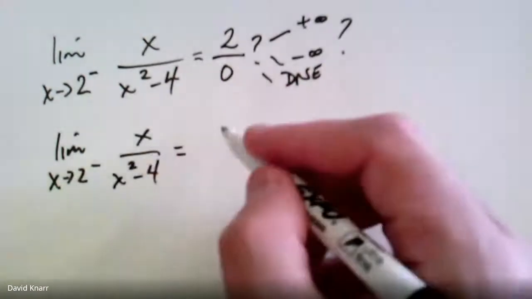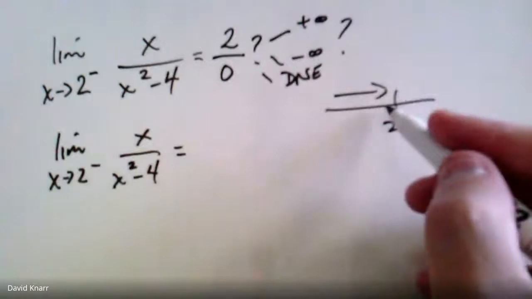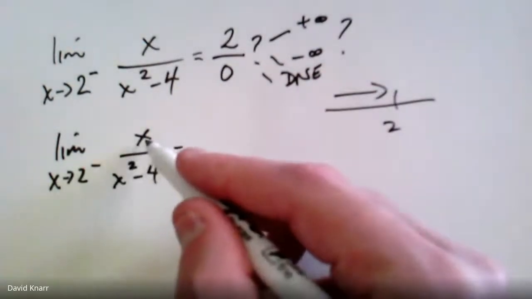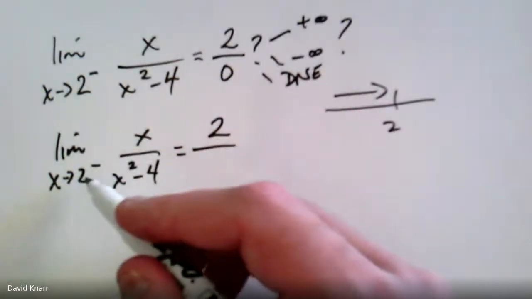So if I take 2, put it in, 2 from the left is just smaller than 2. So that's like 1.9, 1.99, 1.999. If I substitute 2 in the numerator, I get 2. Underneath, got to do a little analysis.